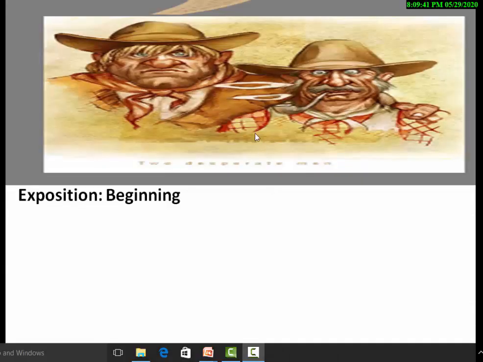The story is in the form of a first-person narrative, where one of the kidnappers is narrating the incident. Let's begin the story. The exposition.